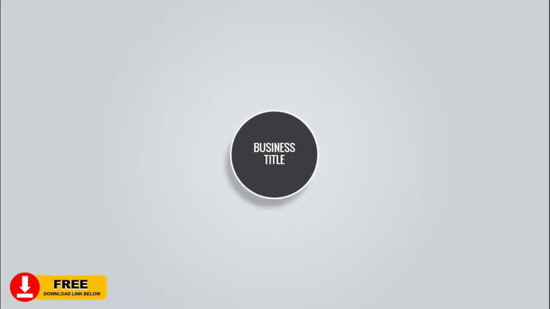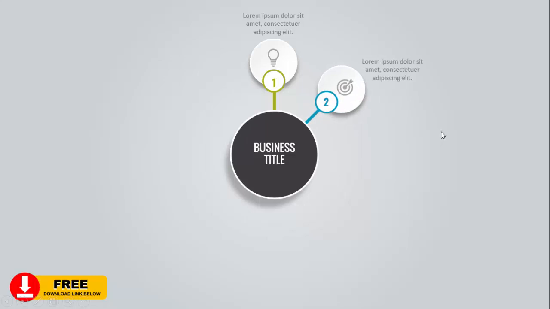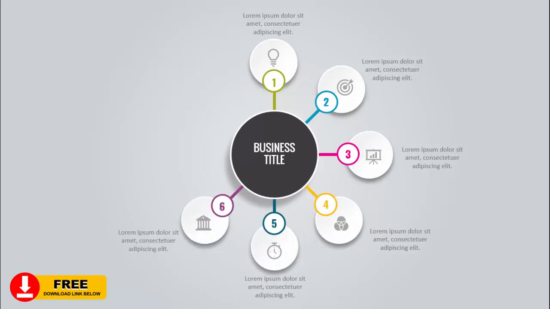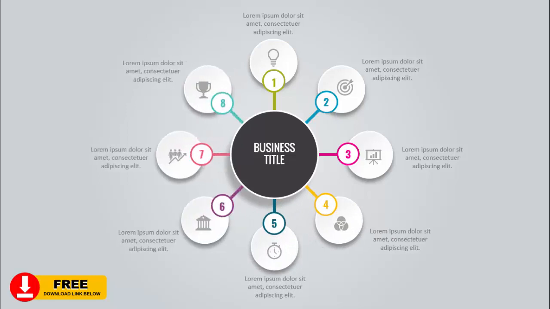In today's tutorial, I'm going to show you how to create an 8 circular options infographic slide in PowerPoint, and this is how the slide works. When I click, the business title comes, and when I click, it will show you the first option, option number 1 with the icon, and you can add some detailed text here. When I click with a different color combination, it will show you the option 2, 3, 4, 5, 6, 7 and 8.